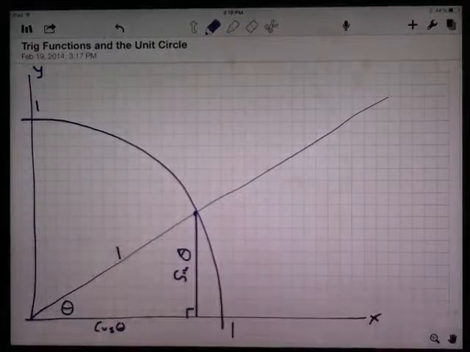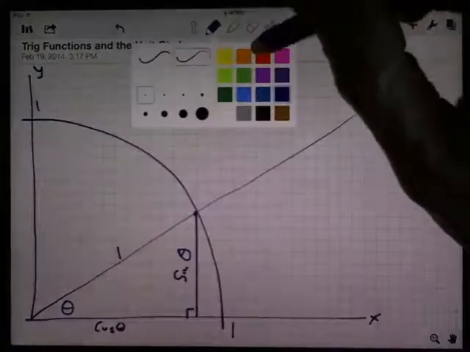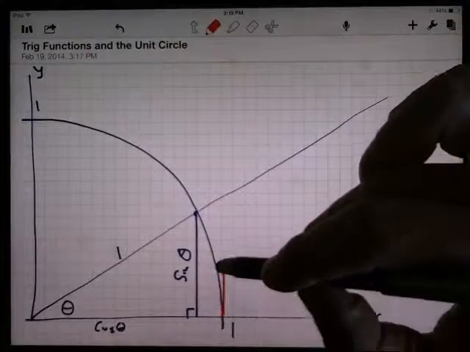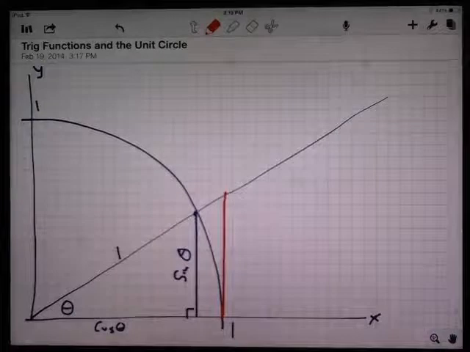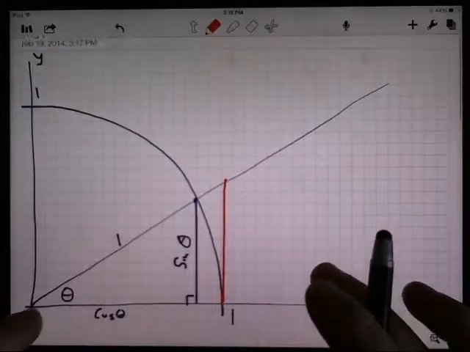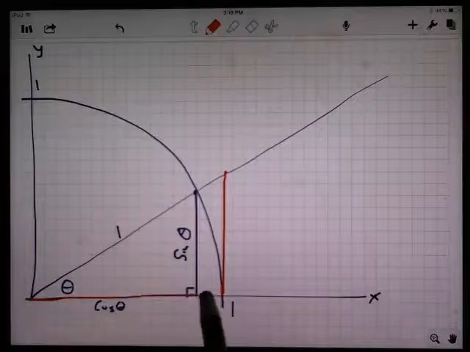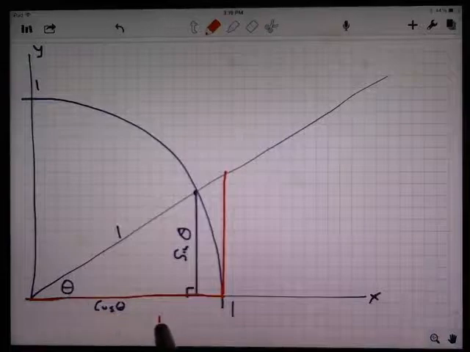Okay. Now, what I want to do, over here, let's do this in a different color. Let's do this in red. I'm going to draw a tangent line to the circle, completely vertical right there, and stop when I hit that terminal ray. Notice now that this length from here to here is 1, right? It's the radius of the circle. So this is 1.